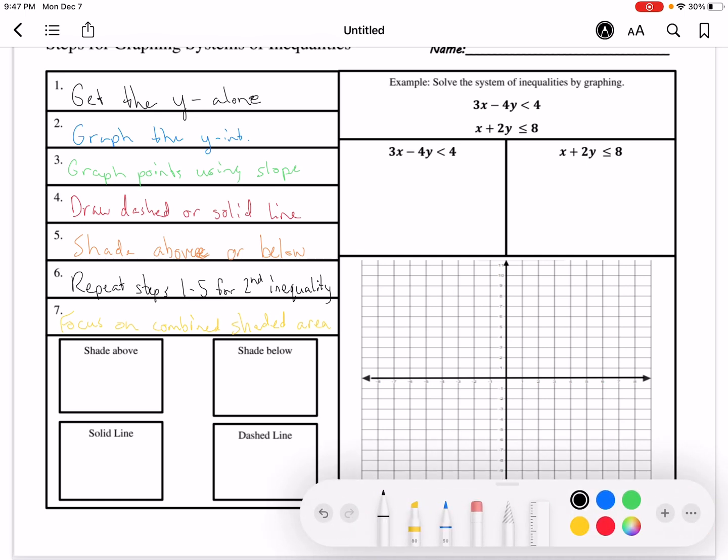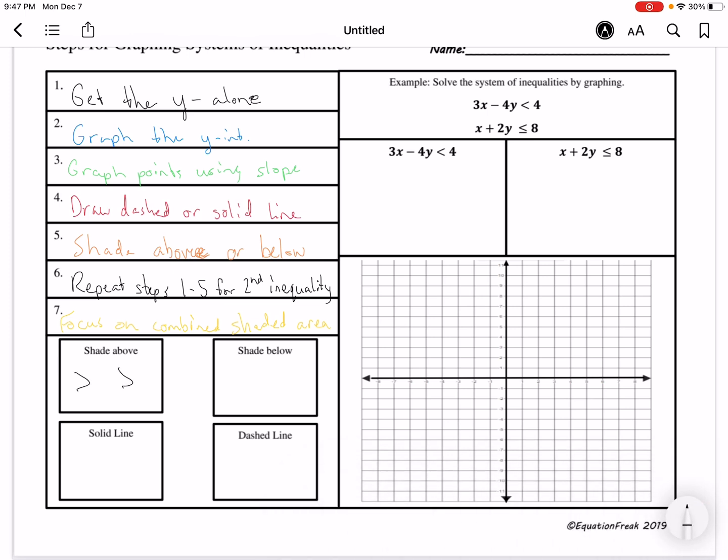All right, again, remember, in order to shade above, we want the symbols greater than or equal to. To shade below, we want less than or equal to. Solid lines are greater than or equal to or less than or equal to, and then dashed lines are greater than or less than.